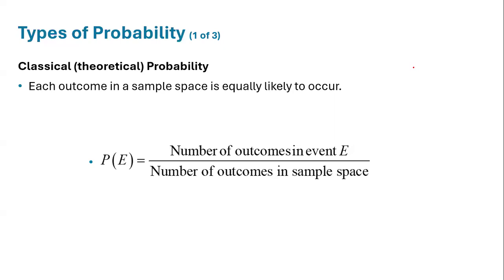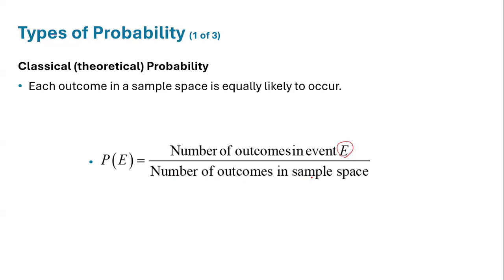We have 3 types of probability that we want to discuss. The first probability that we find is called the classical probability. How do we find a probability? We need to find the number of outcomes in that specific event and then divide it by the number of outcomes in the sample space.